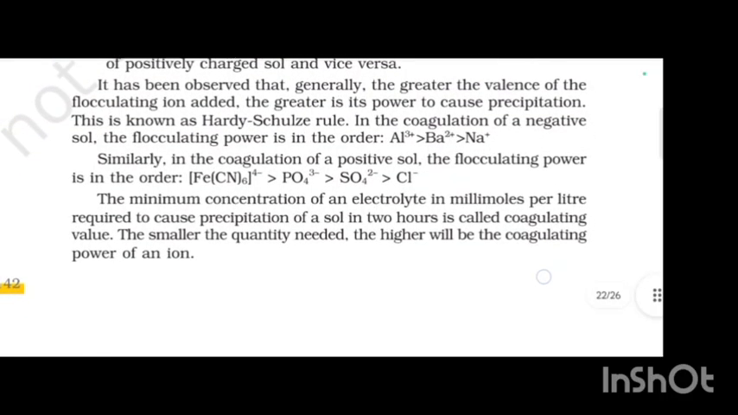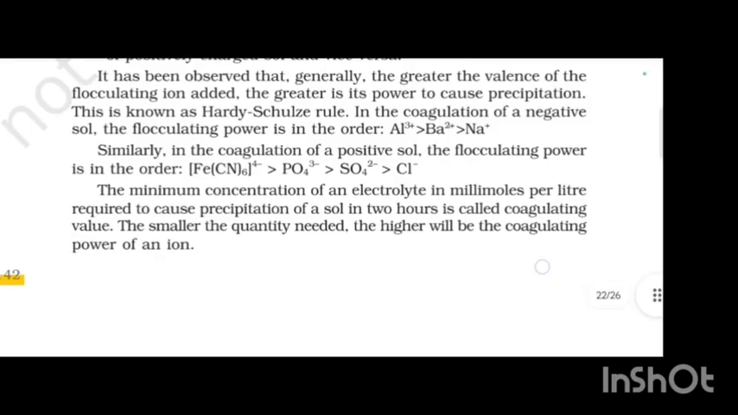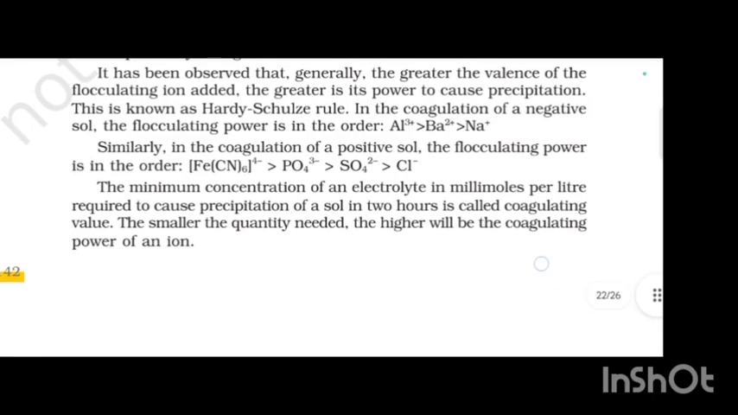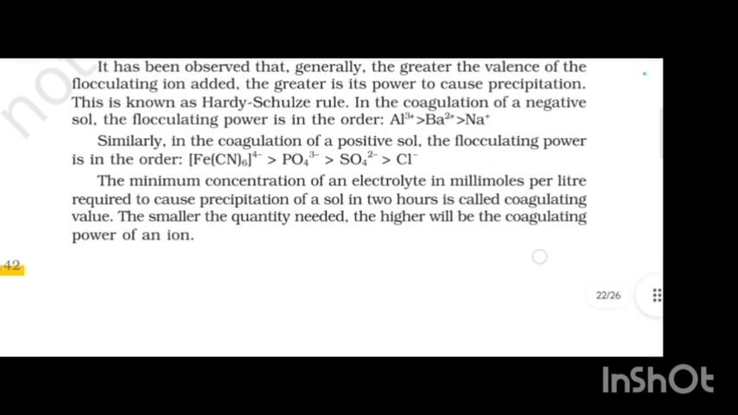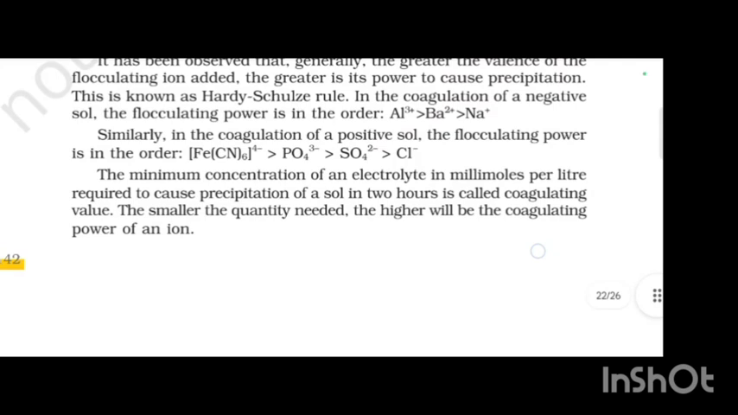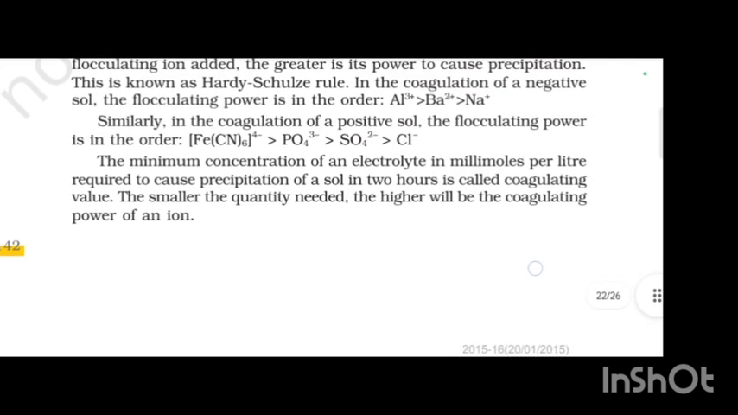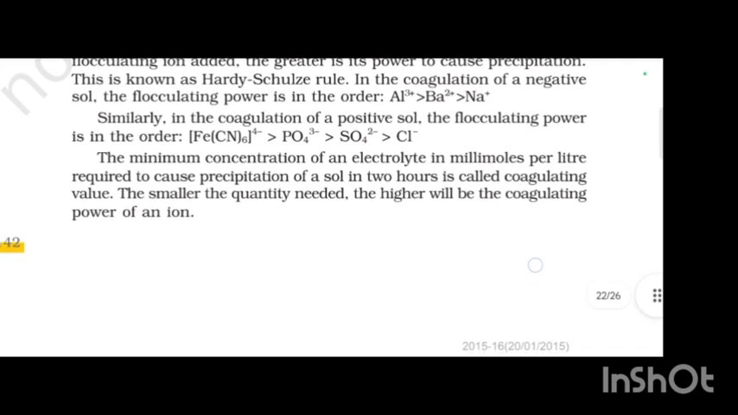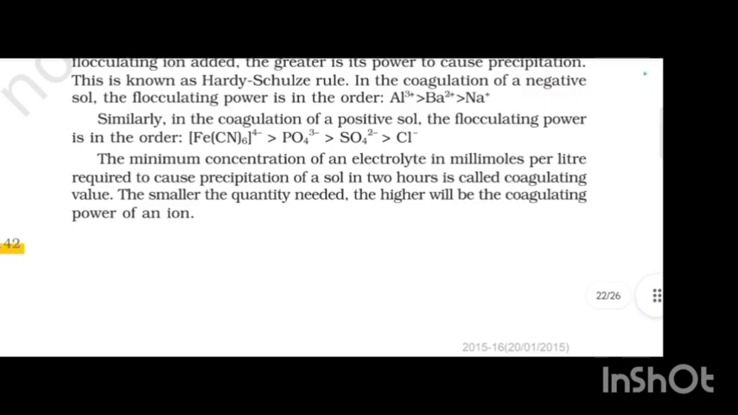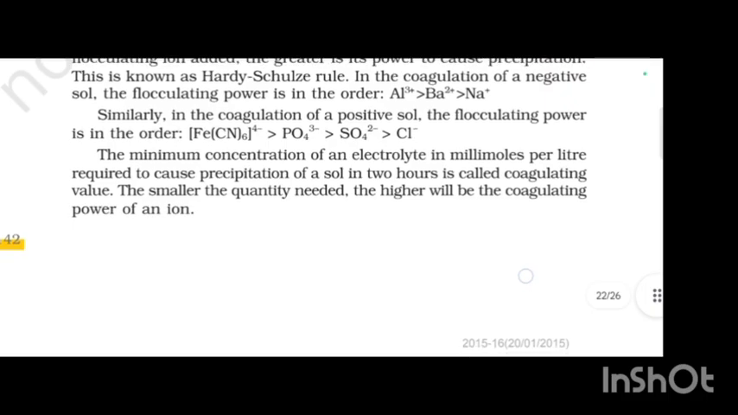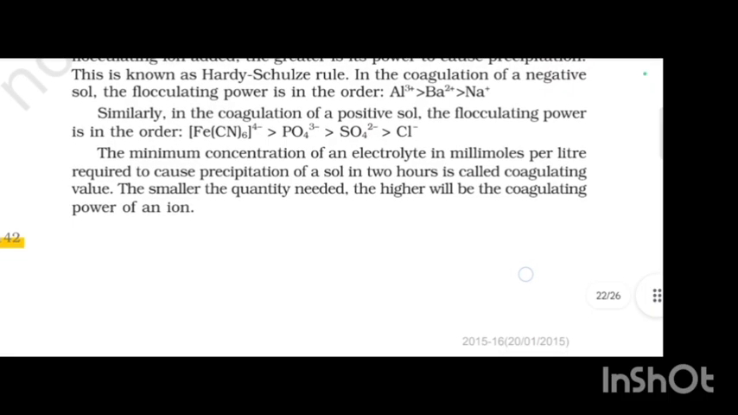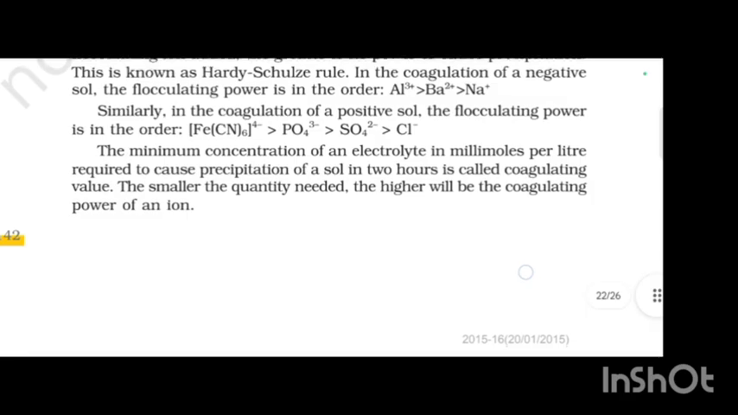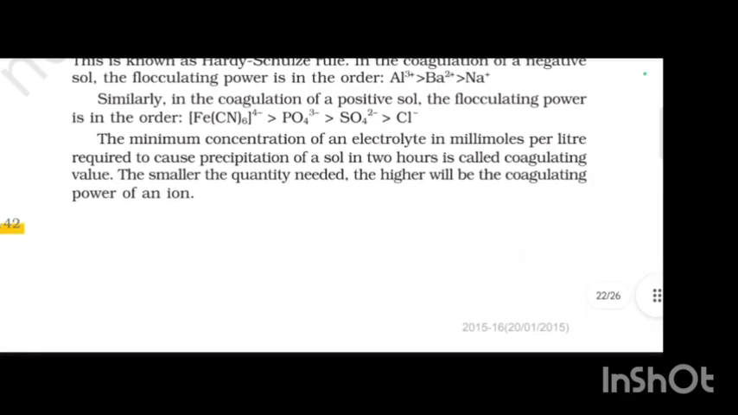It has been observed that generally the greater the valency of the flocculating ion added, the greater is its power to cause precipitation. This is known as the Hardy-Schulze rule. In the coagulation of a negative sol, the flocculating power is in the order Al3+ greater than Ba2+ greater than Na+.